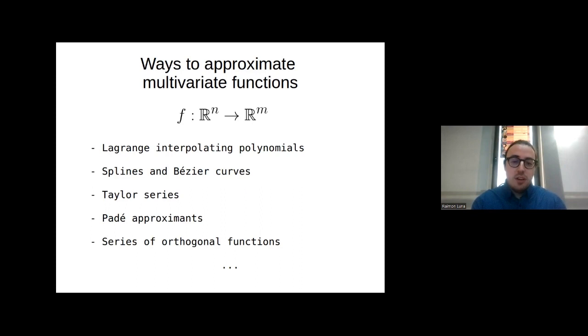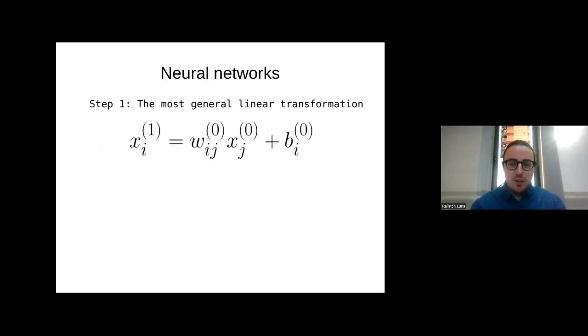But the idea of a neural network is an all-purpose approximant for this kind of system, right? So we start with the most general linear transformation. We start with this x0, and we turn it into some x1, and this is as far as we can get regarding linear transformations, right? So we have a vector, a collection of x's, x0, and we can transform it into an x1 with linear coefficients, and this is as far as we can go. But of course, not all transformations or functions are linear functions.